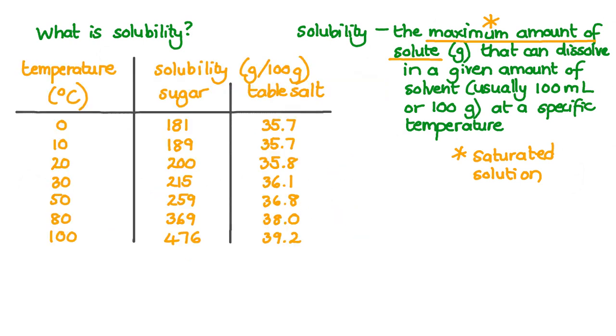The table shows the solubility values of sugar and table salt at different temperatures in terms of grams of solute per 100 grams of water. We can see that the amount or mass of a substance which can dissolve depends on the temperature. In general, the higher the temperature is, the more solute can dissolve. But this is not always true, and we will discuss this a bit further later on.